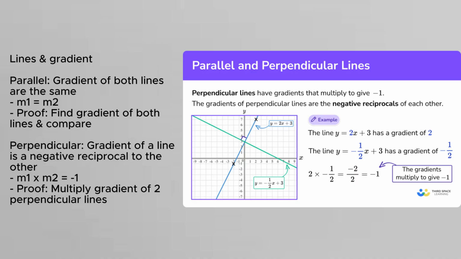Let's look at lines and gradient, where we're comparing parallel lines and perpendicular lines involving gradient. For parallel lines, the gradients of both lines are the same. The gradient of the first line is equivalent to the gradient of the second line. To find it, you just need to find the gradient of both lines and compare. If the gradients of both lines are equal, then the lines are said to be parallel to each other.